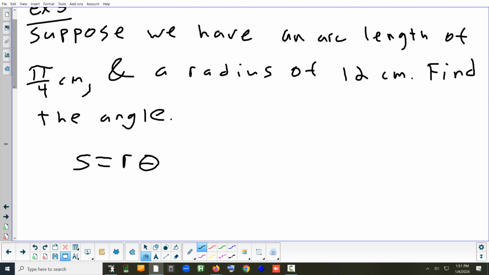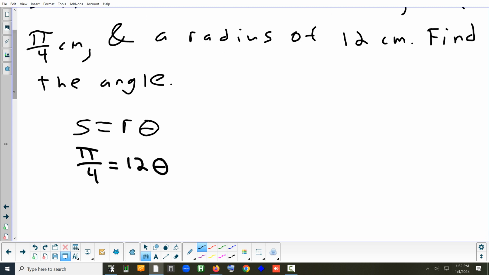So we got the formula. S equals r theta. Let's start with S. Do we know S? Yes. What is it? Pi over 4. The arc length is pi over 4. Okay, let's go to the R. Do we know R? Yep. R is 12 centimeters. The next one is theta. Do we know that? No. It's the direction. Find the angle.